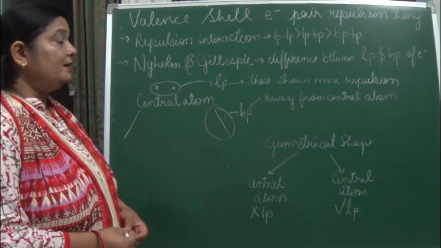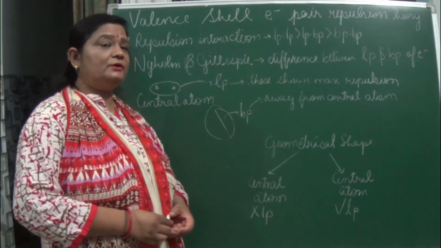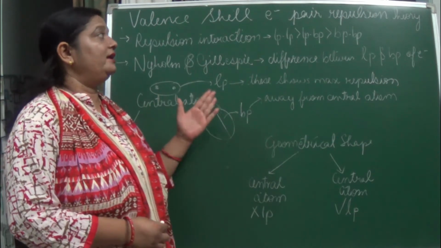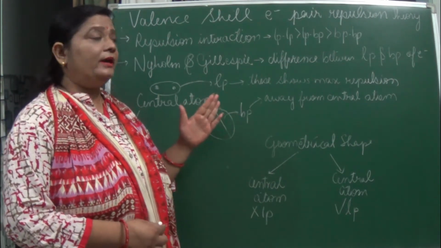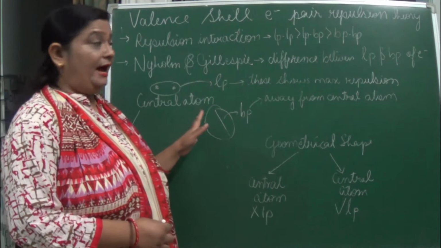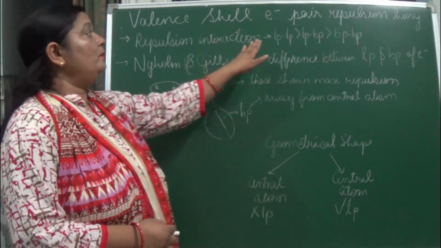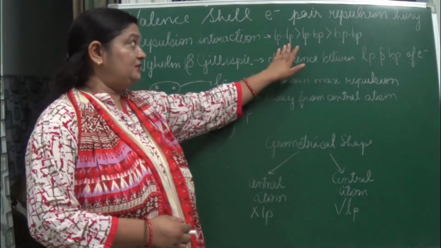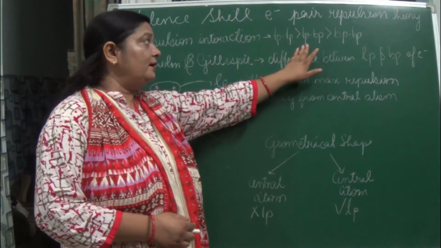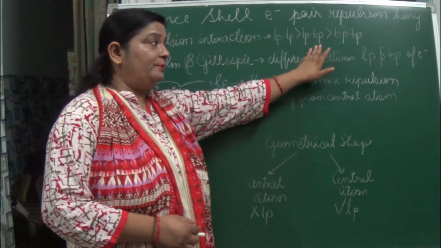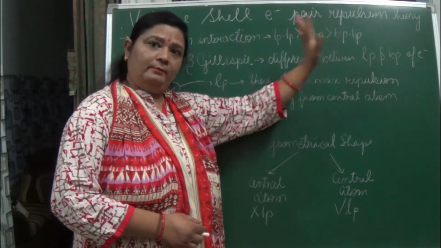So we were studying about the repulsion among the electrons in case of what? Valence shell electron pair repulsion theory. Okay, so now continuing that, we see what? That lone pair has got maximum repulsion. Okay, then comes what? Lone pair and bond pair, and then comes bond pair and bond pair.